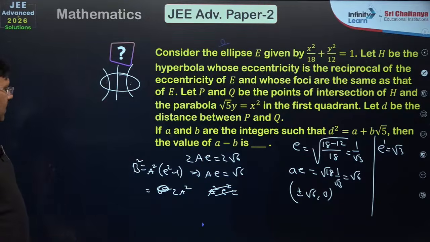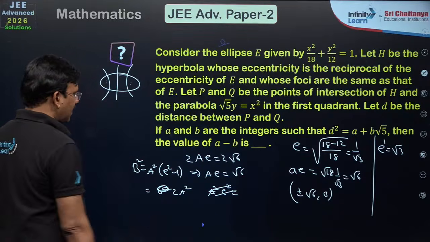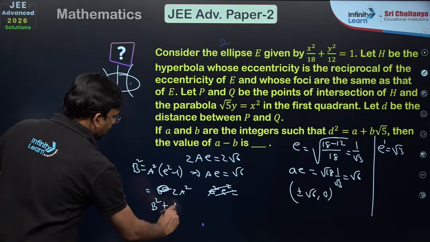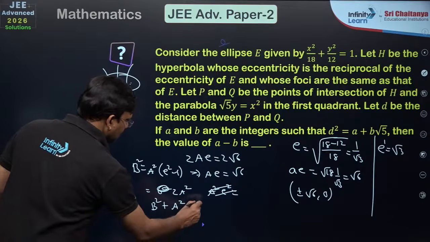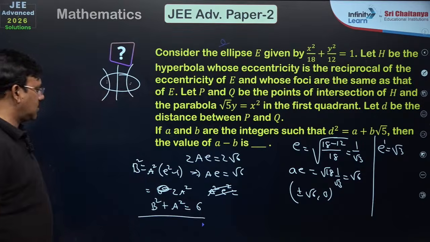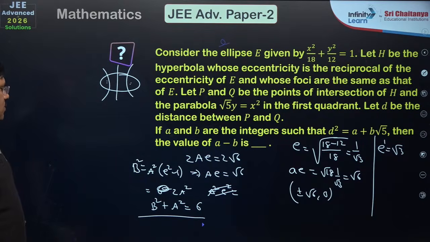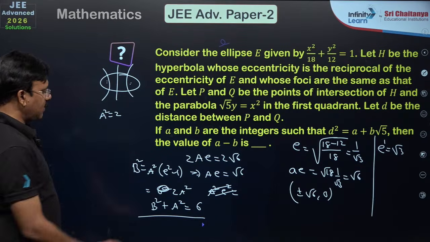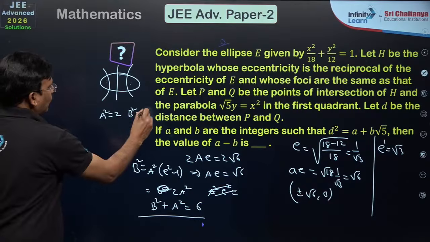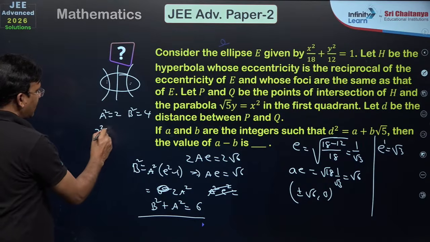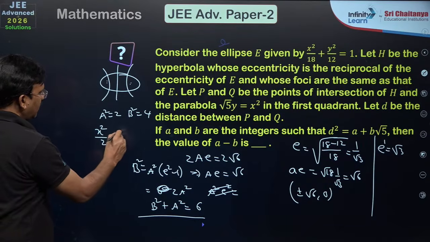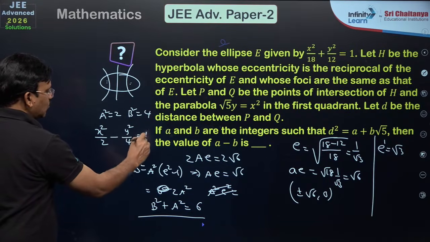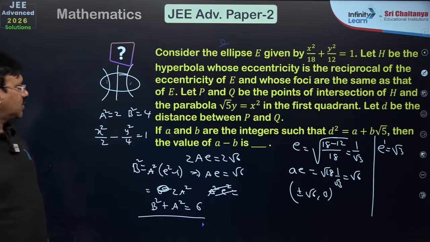And you can also find here A square plus B square is equal to A square E square, which is equal to 6. 3A square is equal to 6, A square is equal to 2, so B square is going to be 4. So the hyperbola equation will become x square by 2 minus y square by 4 is equal to 1. This is the hyperbola equation.